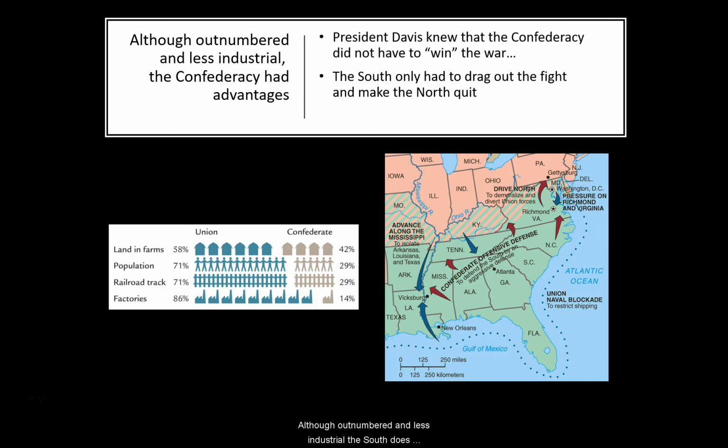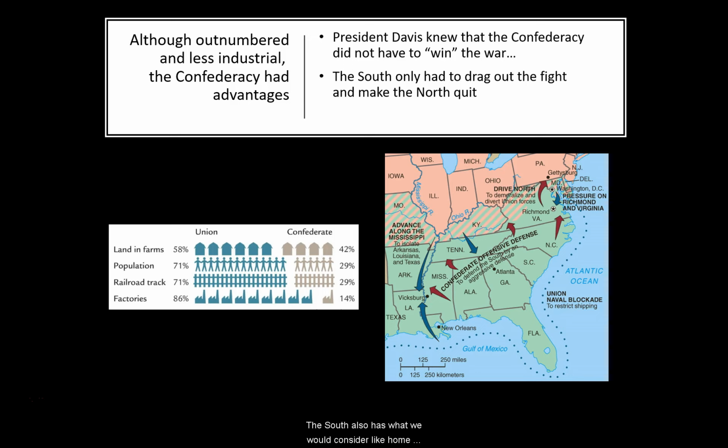Although outnumbered and less industrial, the South does also have some advantages. President Davis knew that the Confederacy doesn't have to win the war. They just have to drag out the fight so long that they make the North give up and quit.